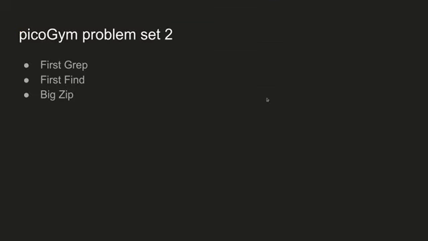All right, so the second problem set in the Pico gem is first grep, first find, and big zip. Good luck. This last part is called daisy chaining. It's a powerful way to use programs.